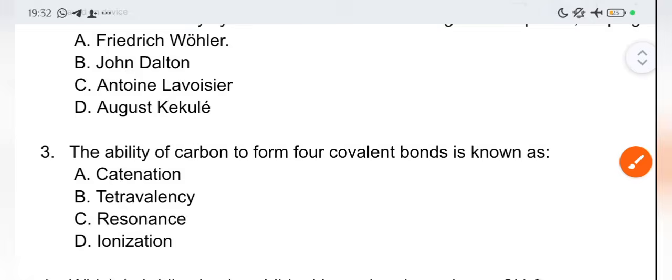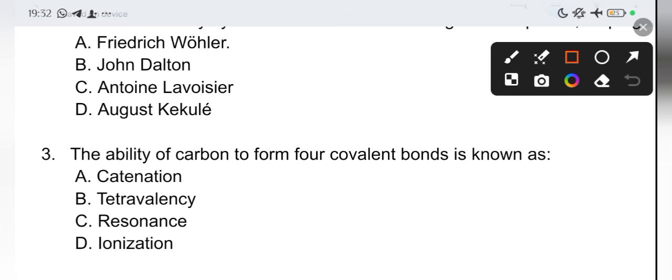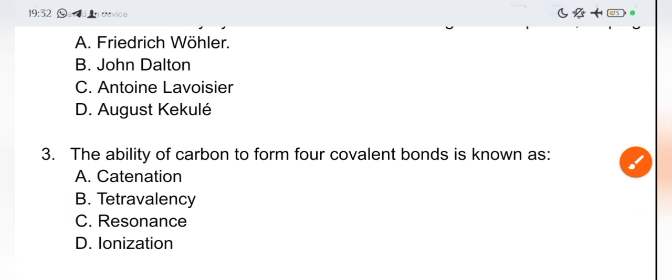Question 3. The ability of carbon to form 4 covalent bonds is... This is a very important question that you must take note of. You should know the characteristics of carbon, okay? The ability of carbon to form 4 covalent bonds is known as tetravalency. Catenation is the bonding, because carbon can bond, they can form very long chains. That is catenation. Please don't mix up catenation with tetravalency.